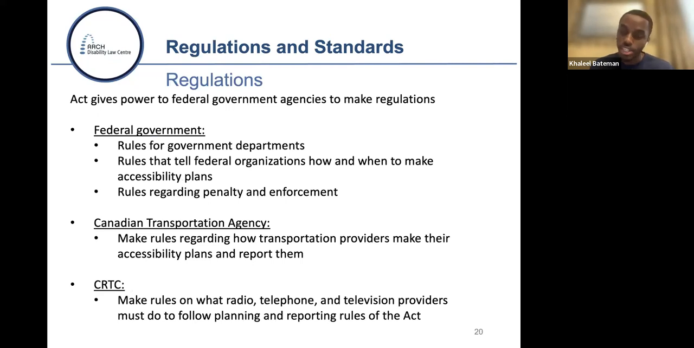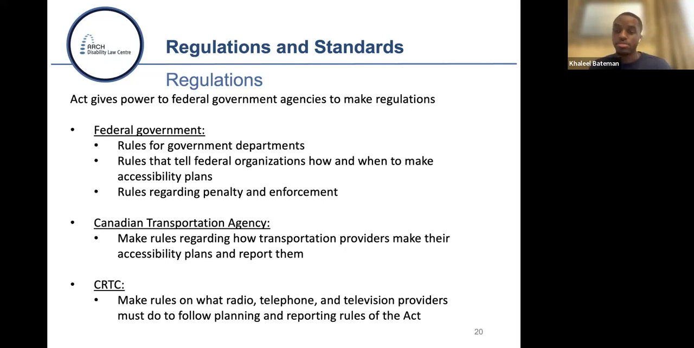In discussing regulations further, I wanted to talk a bit about the government agencies that make these regulations. So as we said before, the federal government, the agency, and the CRTC make regulations, and they do so for their respective fields. The federal government makes regulations for government offices, regulations about how and when to make accessibility plans, and also regulations about penalties and enforcement.